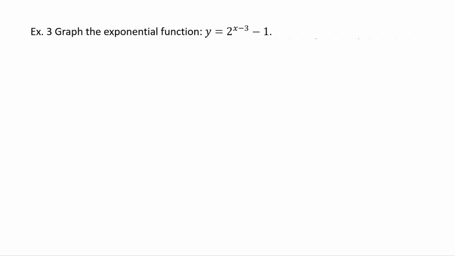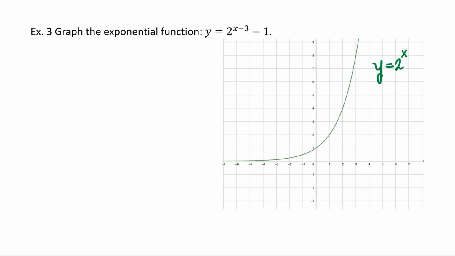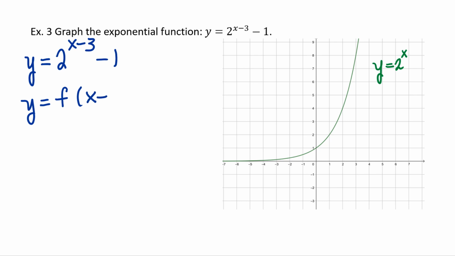Graph the exponential function y equals 2 to the power of quantity x minus 3, minus 1. Let's recognize that this is a transformation of the graph y equals 2 to the x. So we begin with the graph of y equals 2 to the x, and let's look at the transformations. We've got y equals 2 to the power of x minus 3, minus 1. This could be written in function notation such that we have y equals f of x minus 3, minus 1. Then we can see the setup for the transformations.